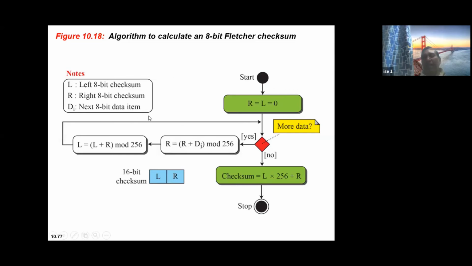So when I add all these things, then whatever R I have got, now I'll take L plus R. Suppose L was initially 0, so 0 plus 45 mod 256 will be 45 again. So L is 45, R is 45. I'll be taking the next data and go on adding. At the end, the checksum is taken as L into 256 plus R. This is the left and right value of the checksum.